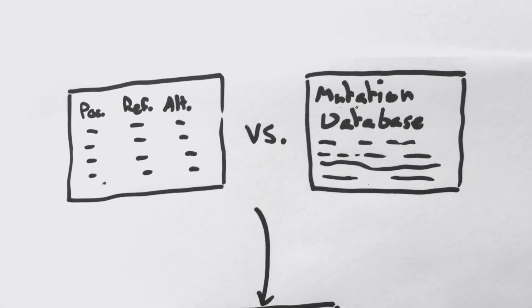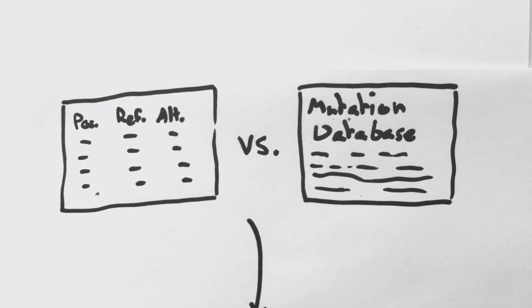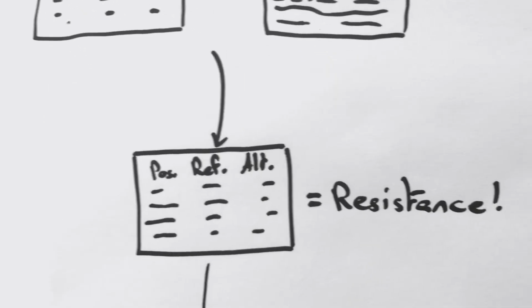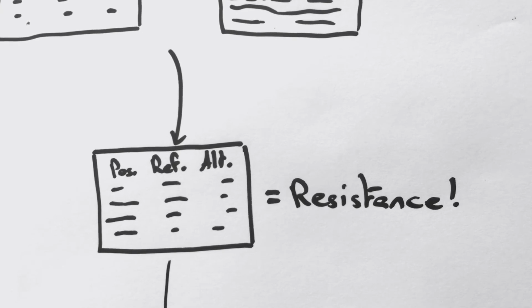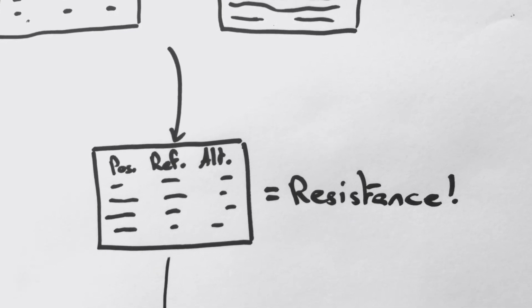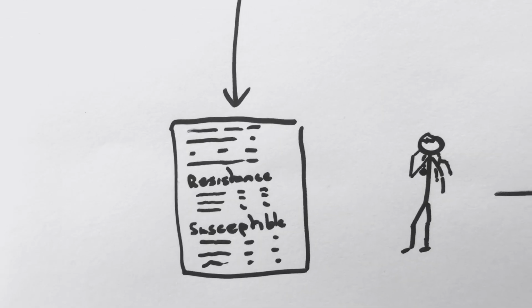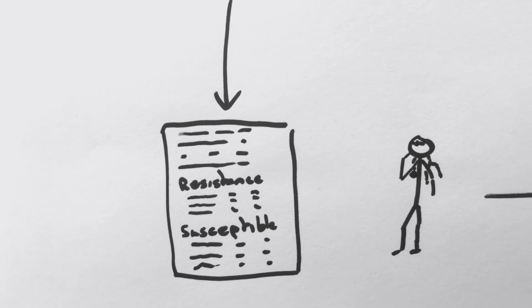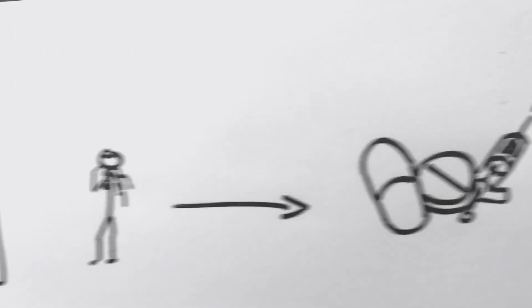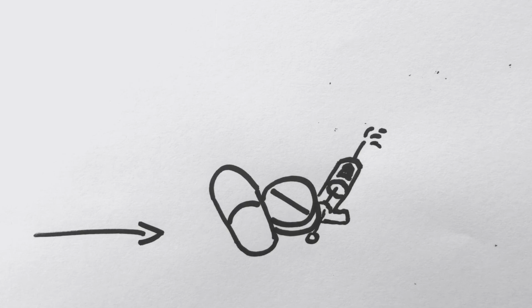We can compare our data to that of a mutation database, thus giving us a list of mutations that we know cause resistance. Finally, we will be able to translate this data into an easily understandable clinical form so that doctors will be able to prescribe the correct drugs for the best patient outcome.